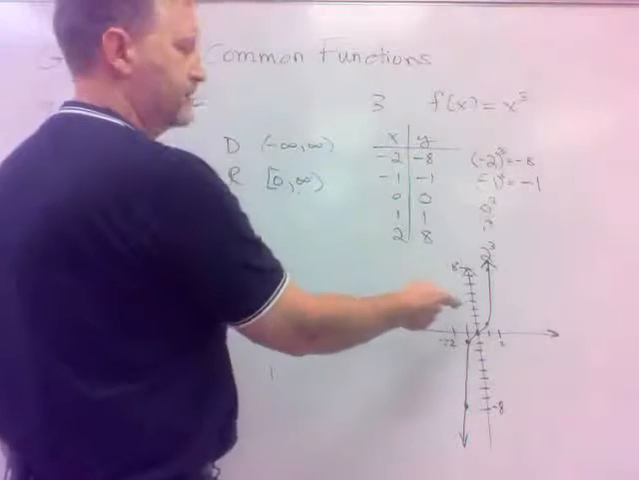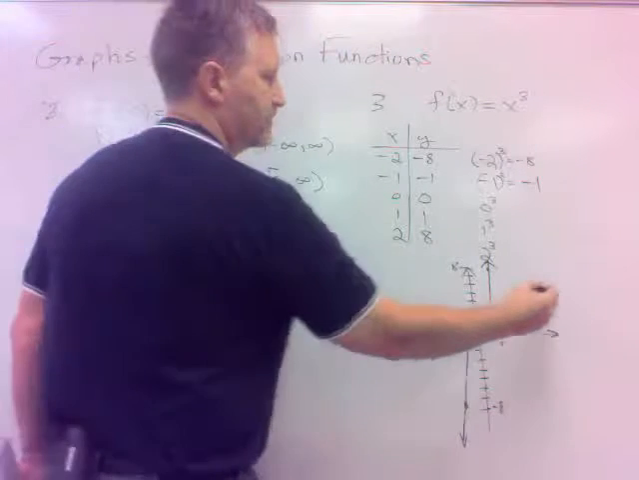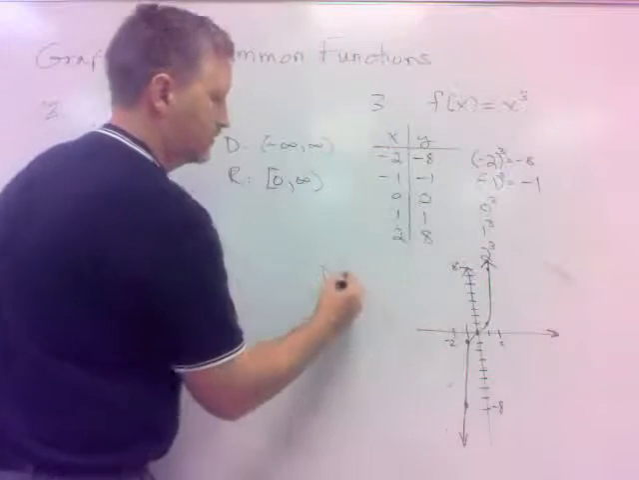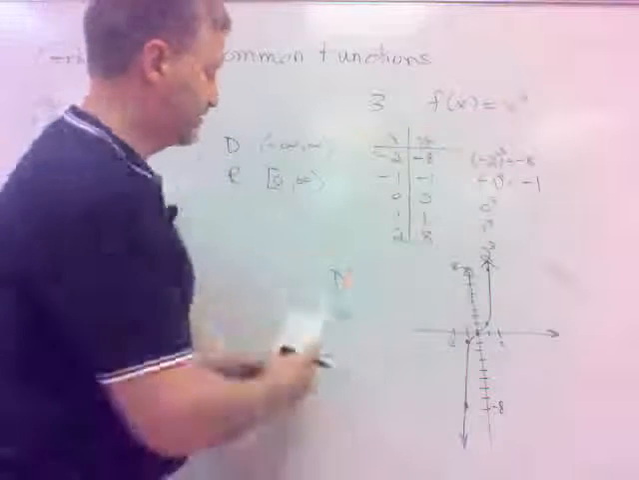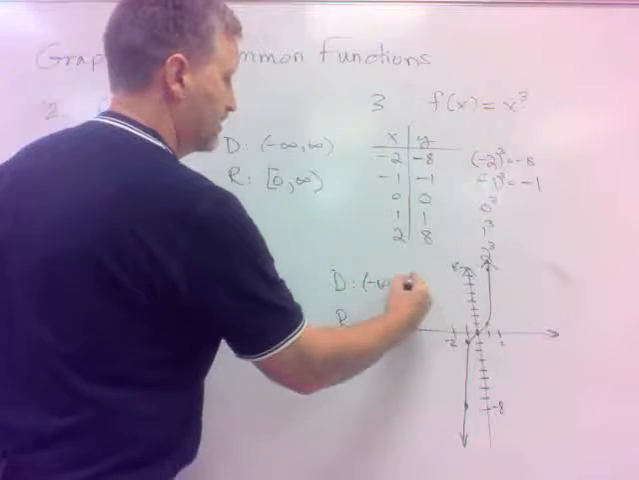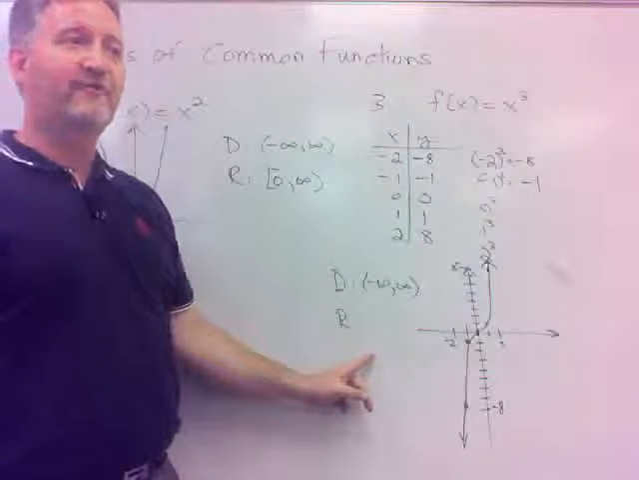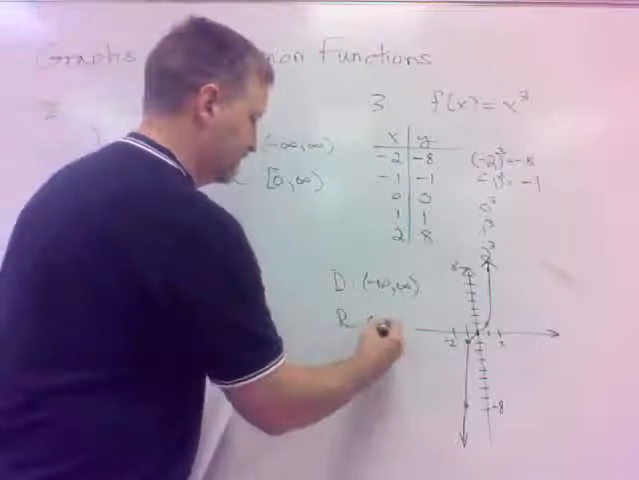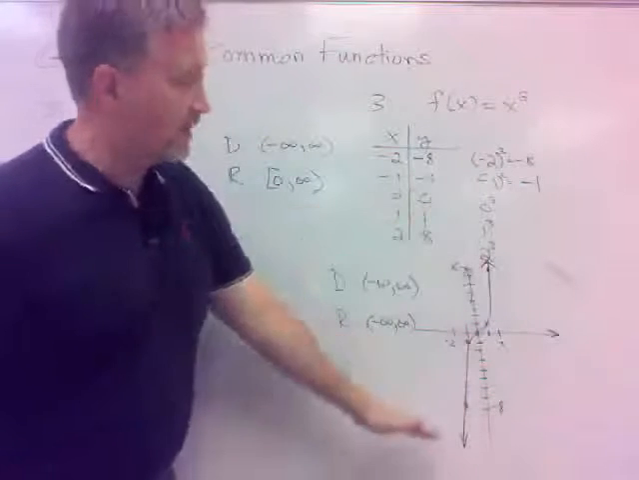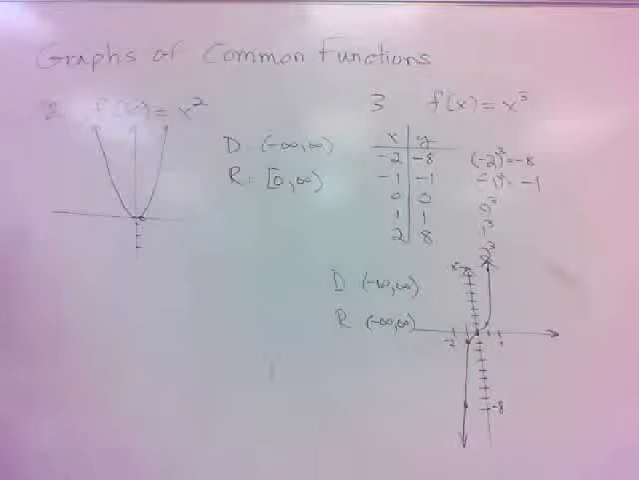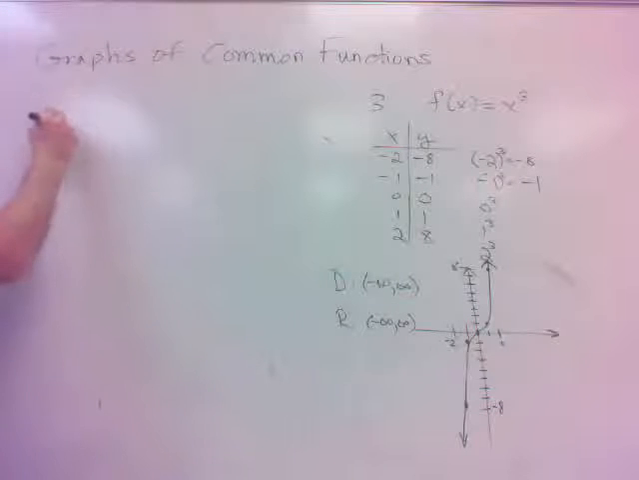What about the domain and range for the x cubed graph? The x value can be anything, so it's negative infinity to positive infinity. But because you go up and you go down, what about the range? Also negative infinity to positive infinity, because for the y values you go up and down, any y value you want. Okay, I wanted to mention that for you. So going back to the absolute value.